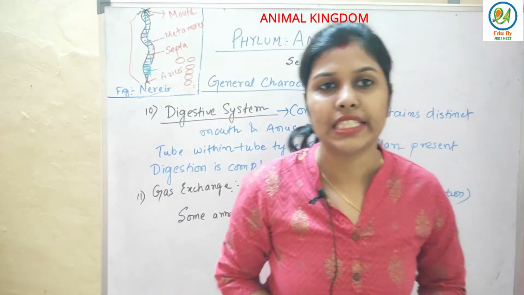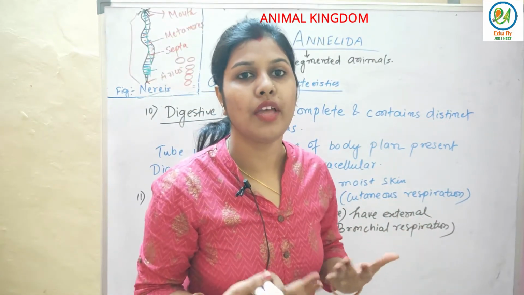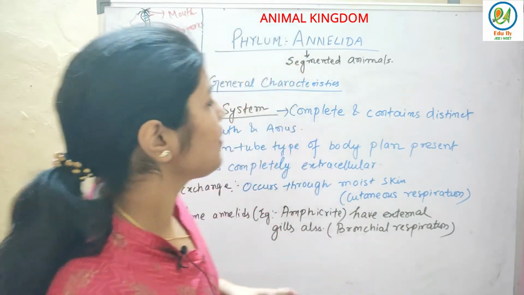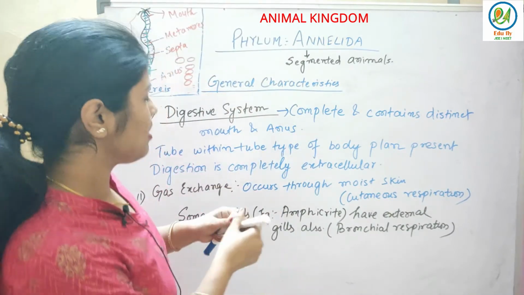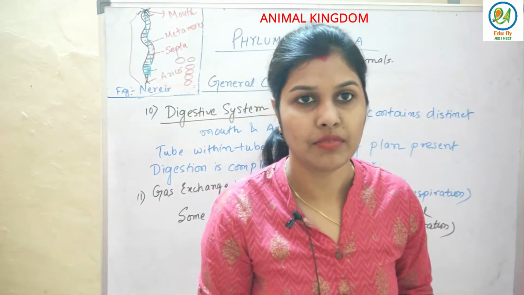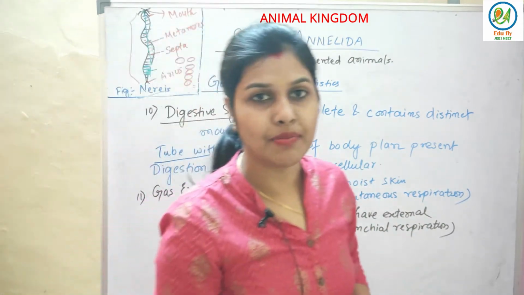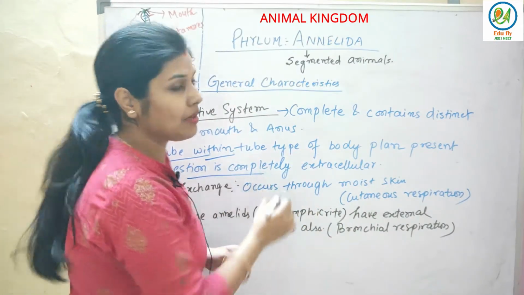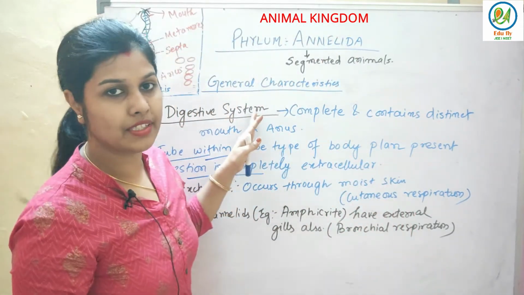So now let's talk about the digestive system. Digestive system is complete. That is, they have distinct mouth and anus. Mouth for ingestion, anus for egestion. Fine. So the digestive system is complete. Digestion happens well. But in case of platyhelminthes, remember, they don't have a complete digestive system. That was incomplete. Just compare and study. See, a tube within tube type of body plan is present in case of annelids, and digestion is completely extracellular. Fine. So that is extracellular. You have to remember this in case of the digestive system.